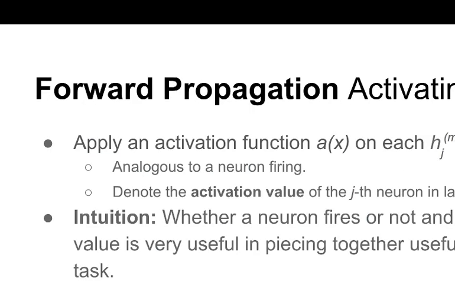All right, so now that we know what activation functions are, now we want to activate these features. The whole idea is we want to apply an activation function, A, on each pre-activation value. This is analogous to neurons firing. So let us denote the activation value of the jth neuron in layer m as a_j^(m), okay? That's pretty clear. The whole intuition is that whether a neuron fires or not and the magnitude of its activation value is very useful in piecing together useful features for accomplishing the task.